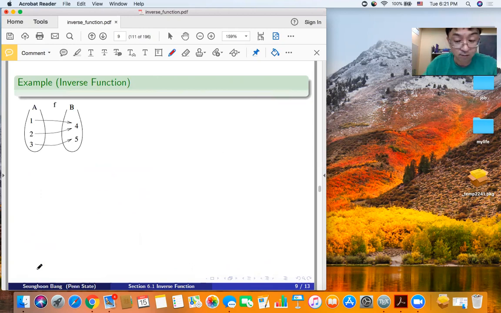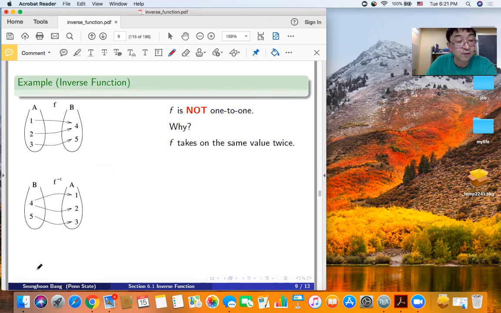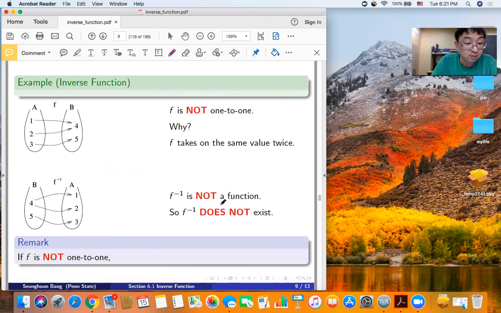Are you guys right? Here, f is not one-to-one. f takes on the same value twice. So the inverse relation is like this. So the inverse is not a function because 4 is going to 2 numbers, 1 and 2. This is not a function. So the inverse function does not exist. What's the remark? f is not one-to-one. We have this conclusion: the inverse function does not exist.